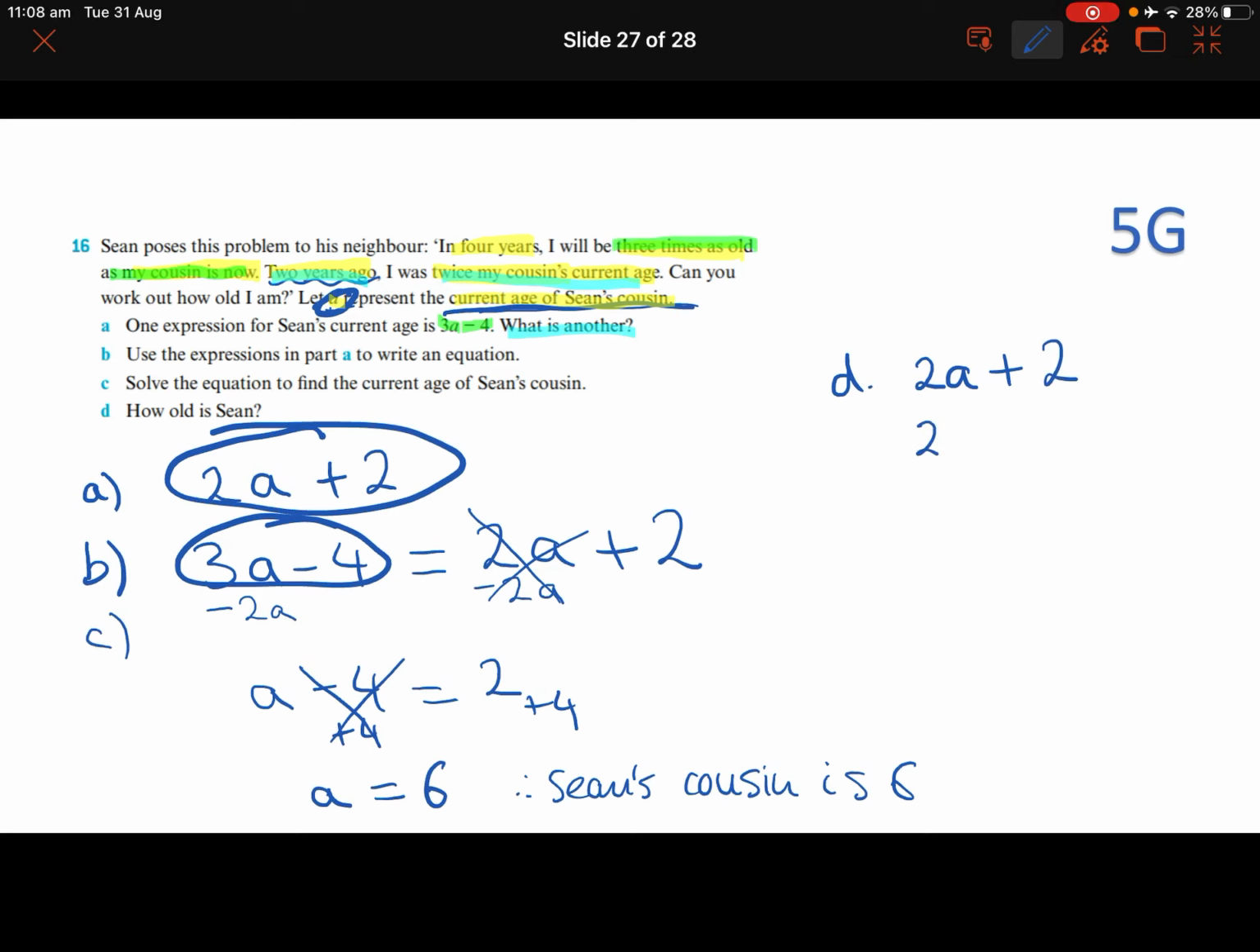So instead of A, we're going to put 6 because we know that that's how old he is. 2 times 6 is 12 plus 2, which is 14. All right, so that would mean Sean's 14.